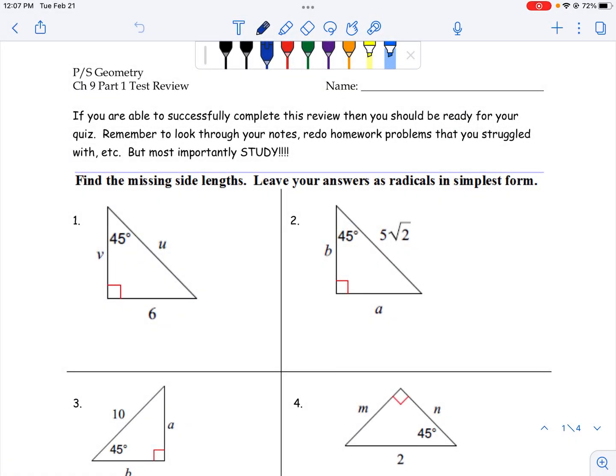Oh, good. All right, here we go. Our review packet. So let's talk about number one.